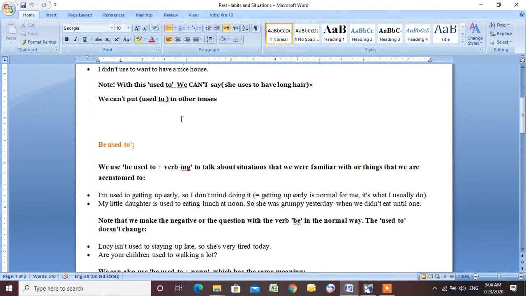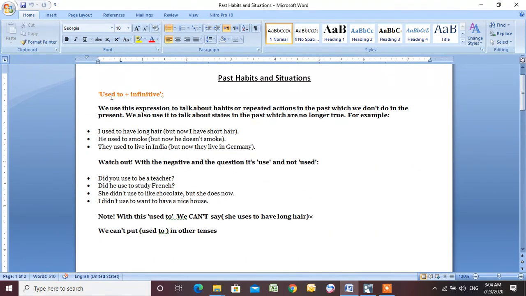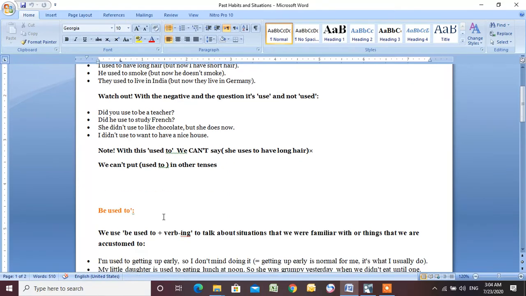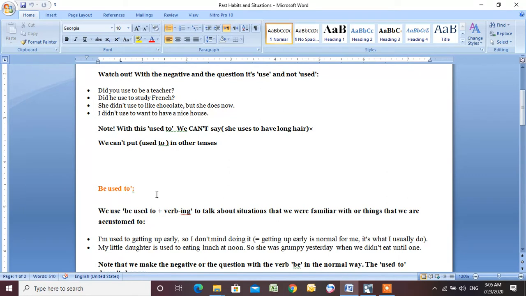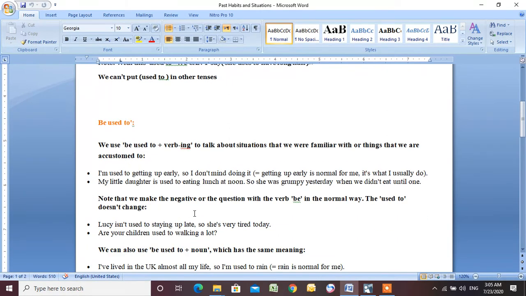Remember here, I told you with the expression used to plus infinitive, it's only used in the past simple tense. We cannot use it with other tenses. But be used to can be used in all other tenses. We can use it in the present, we can use it in the future, we can use it in the past.